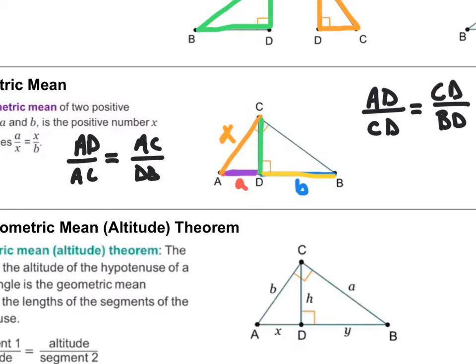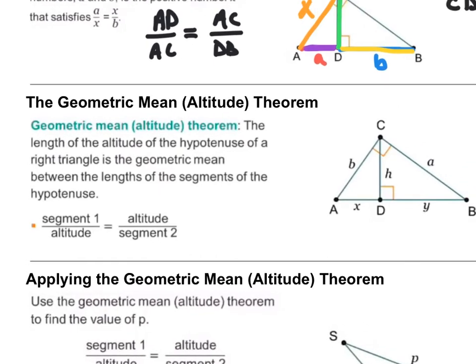And that leads us into the next thing about the geometric mean and the altitude theorem. What that allows us to say is that the length of the altitude of the hypotenuse of a right triangle is the geometric mean between the lengths of the segments of the hypotenuse. Doesn't make too much sense at this point.